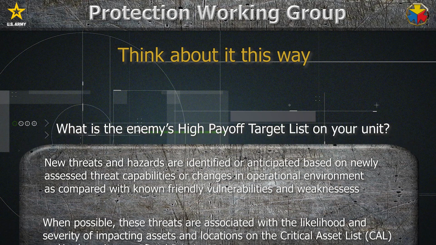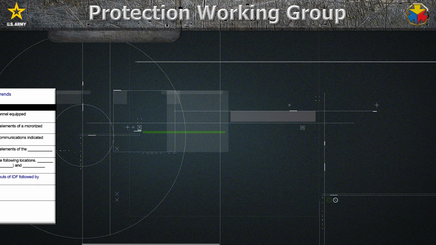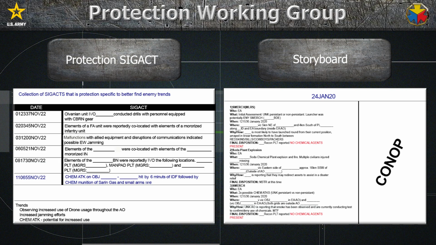What is the enemy's high payoff target list on your unit? Why is the enemy targeting those assets or locations? Protection SIGACs are identified and presented and again discussed in relation to impacts on the CAL. Storyboard pertaining to the brigade's operation that is applicable to the protection warfighting function. The storyboard should be briefed by the protection cell member that created the storyboard.